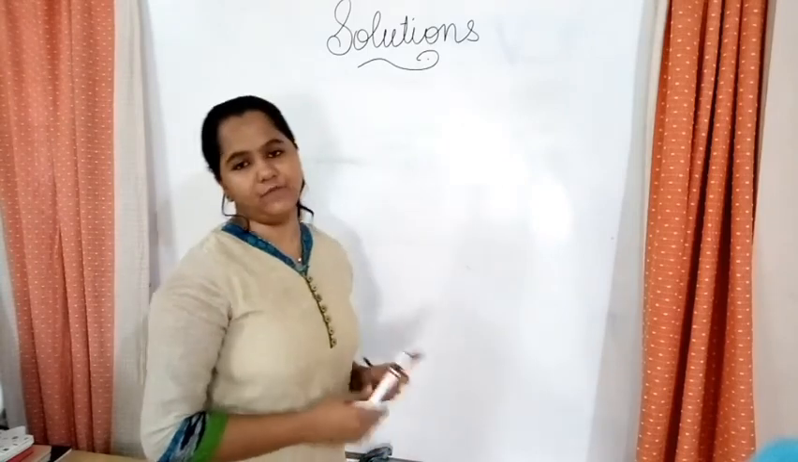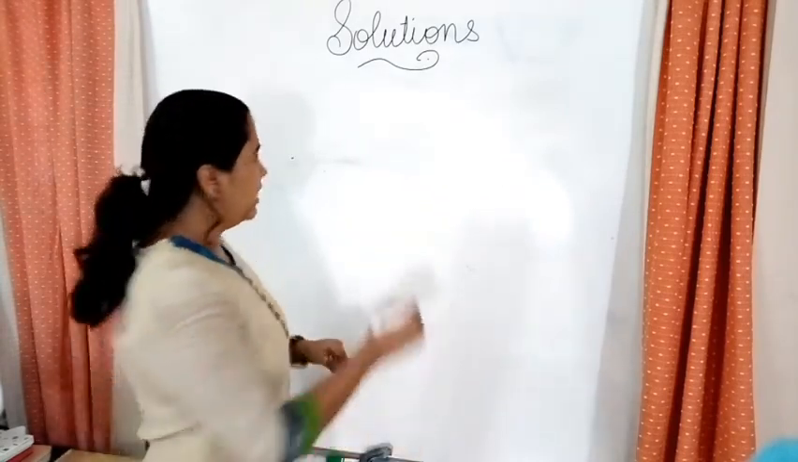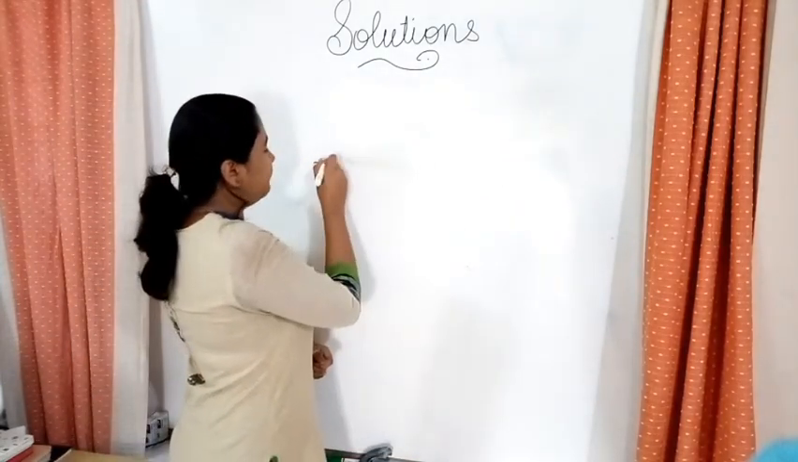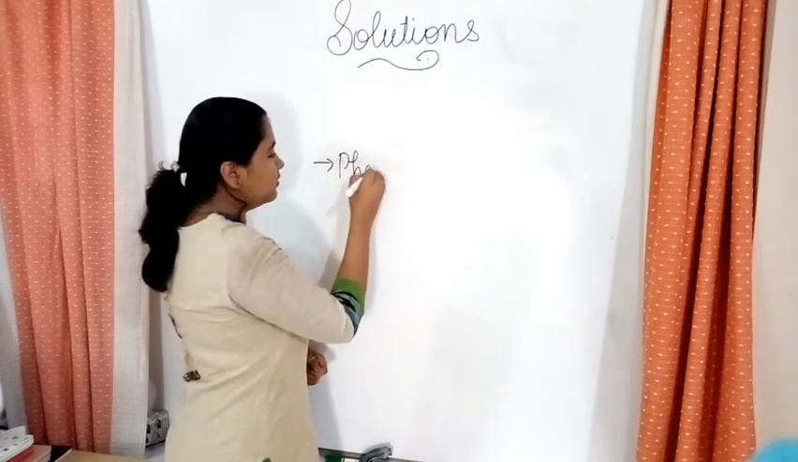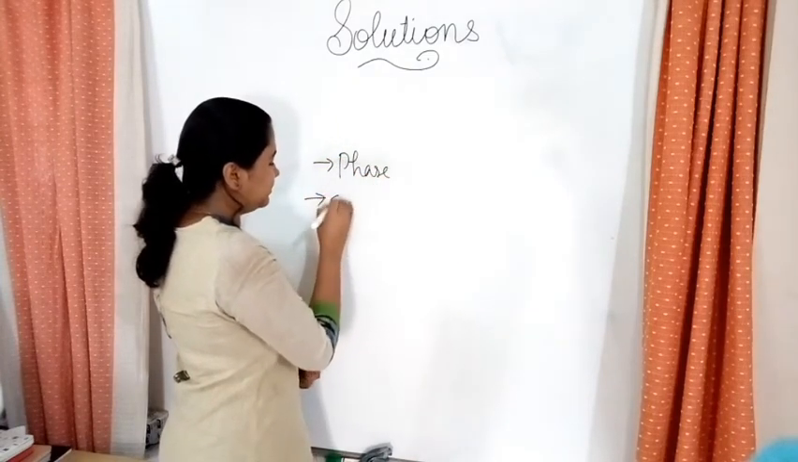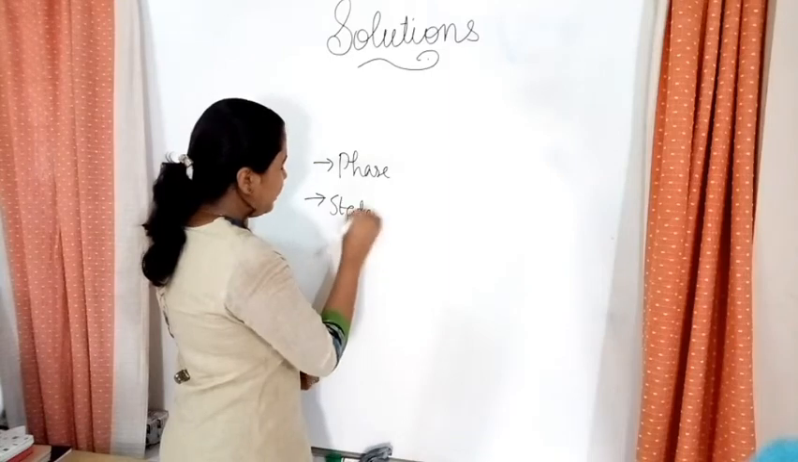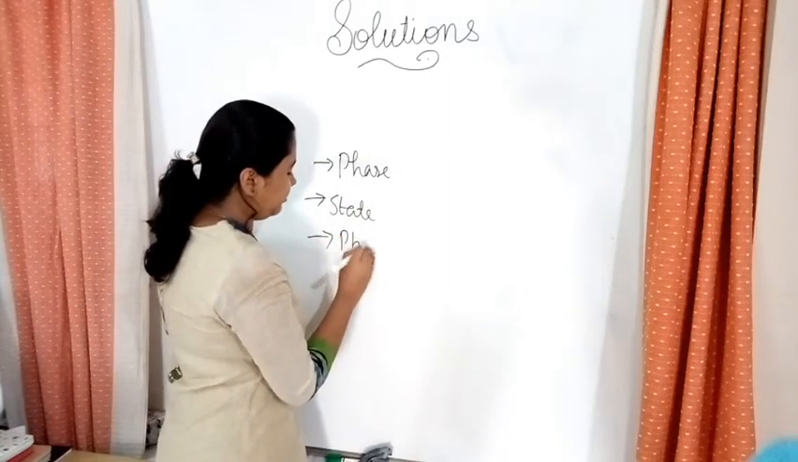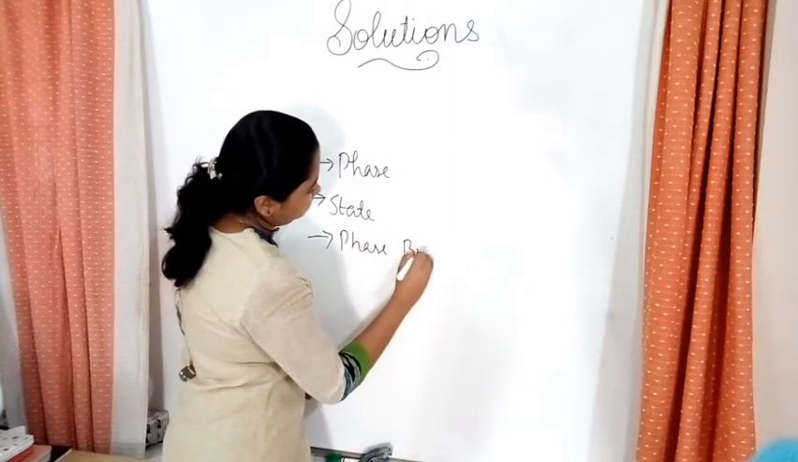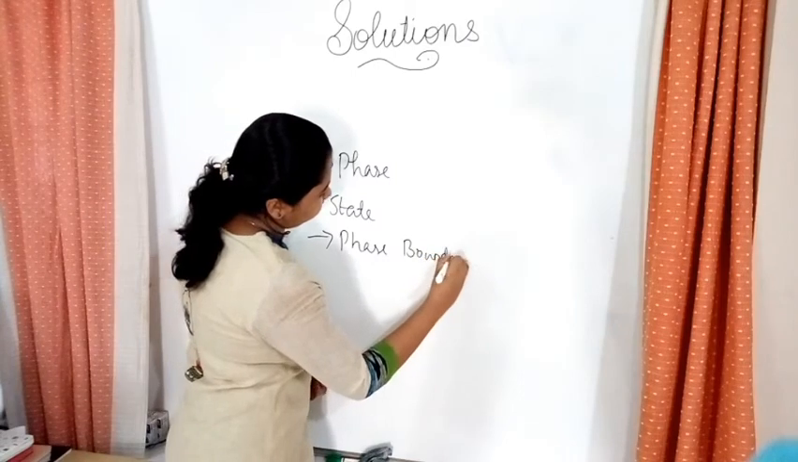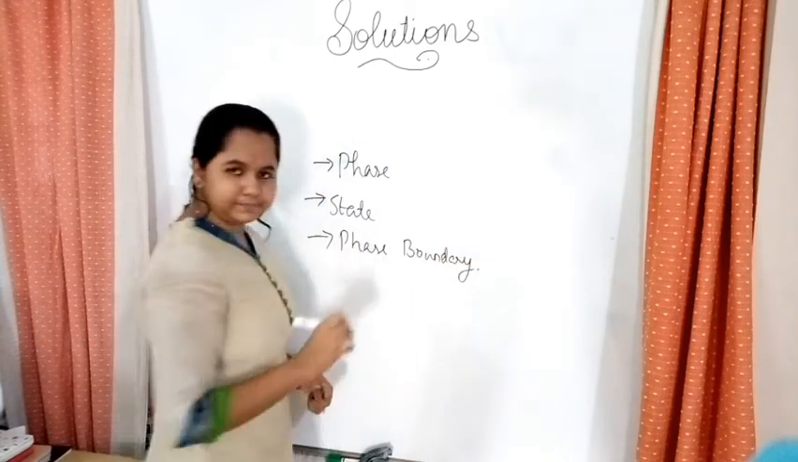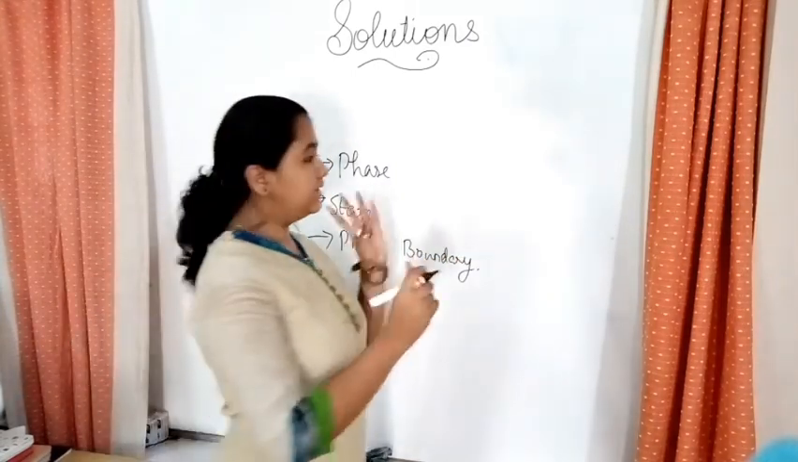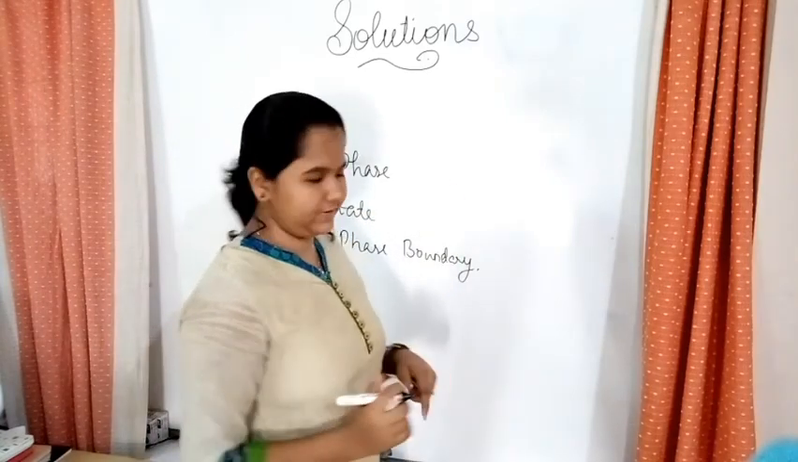So first thing over here, I have to discuss some terms. One is phase, state, and phase boundary. Okay, so now let's take an example and then I'll give you the definitions.